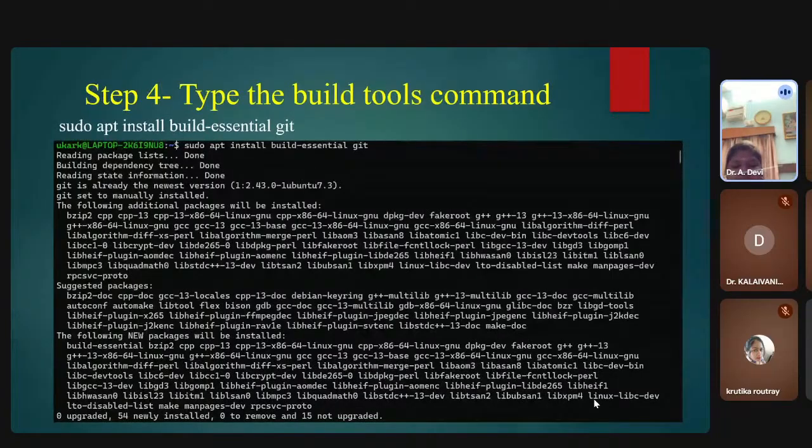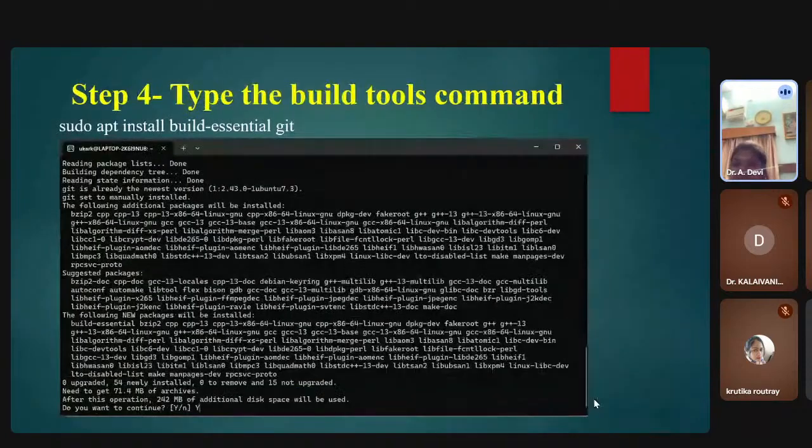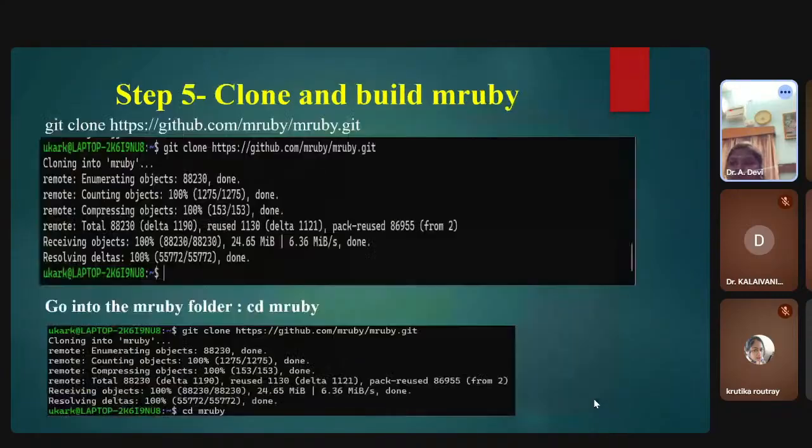Now let's grab the mruby source code from GitHub. Next, we have to type git clone to clone and build mruby. To get it cloned, we use https://github.com/mruby/mruby.git. Once you type it, it automatically gets cloned. Next we have to go into the directory. In order to get into the mruby directory, type cd mruby. It automatically changes into it.